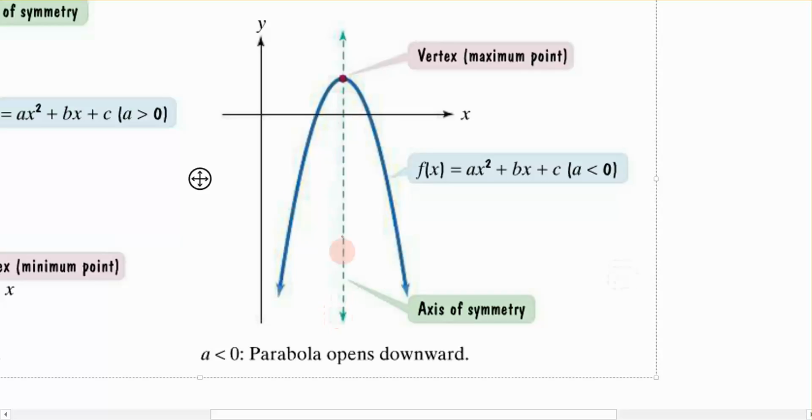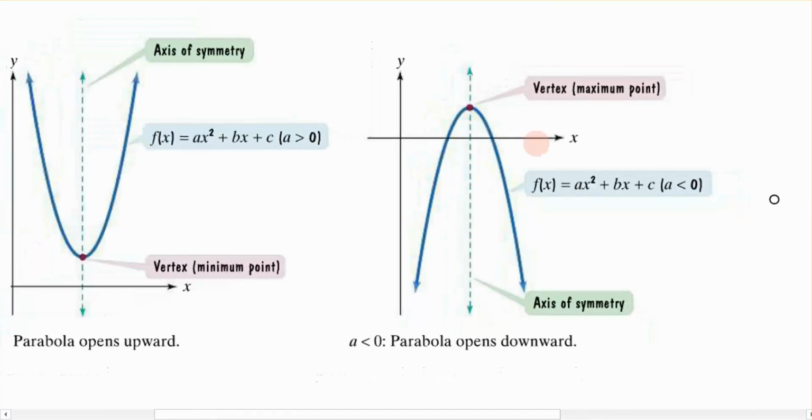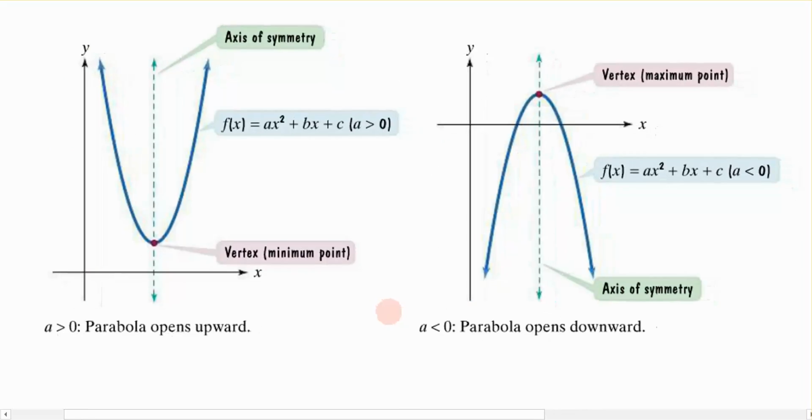I still have an axis of symmetry. I still have a vertex where the axis of symmetry passes through, except when my quadratic or parabola faces down, I have a maximum point instead of a minimum point. So these are the two types of quadratic functions that we're going to be graphing in this section.